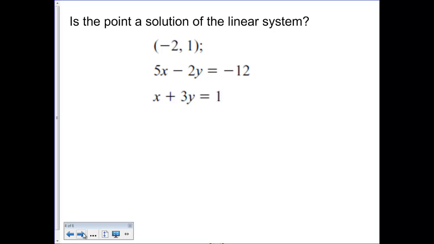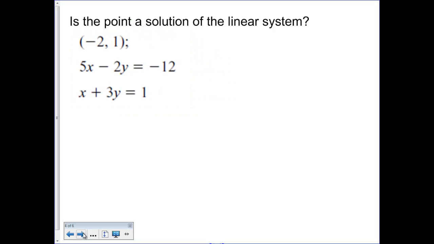Next example here: is the point a solution of the linear system? Well, the only way to know is to substitute, just like we did in the last example. So we're going to do 5 times x, which is negative 2, minus 2 times 1, and check to see that that equals negative 12.